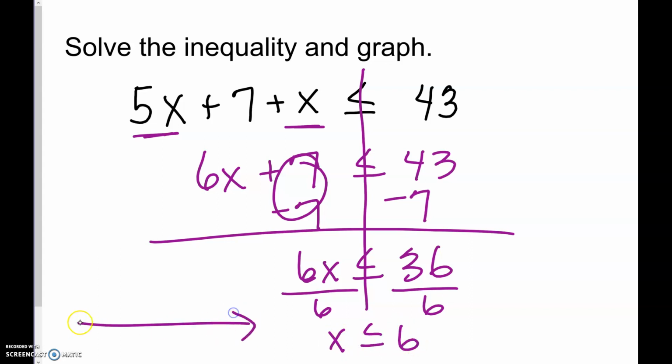So when we graph this, we are going to have a closed circle at 6 this time because it has the line underneath it saying equal to, and any number less than, so we go to the left.